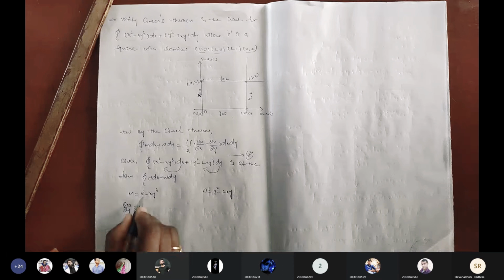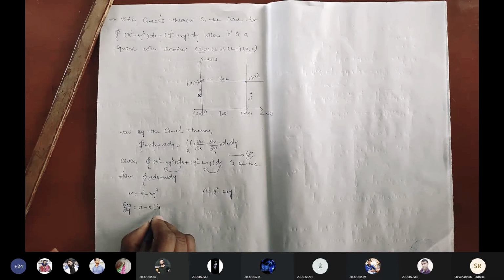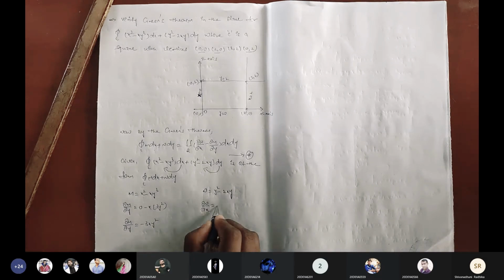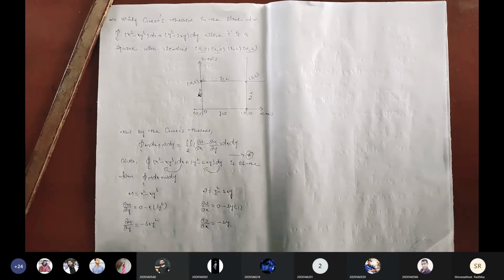So, with respect to y, x square differentiating is 0, minus with respect to y, x is a constant, y cube differentiating is 3y square. So dou M by dou y equals minus 3xy square. Then dou N by dou x: with respect to x, y square differentiating is 0, minus with respect to x, 2y is a constant, x differentiating is 1. Here dou N by dou x equals minus 2y.